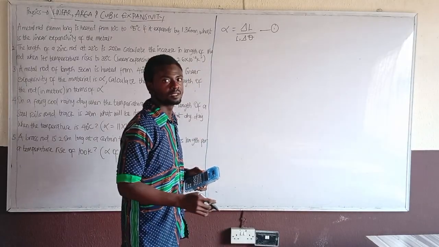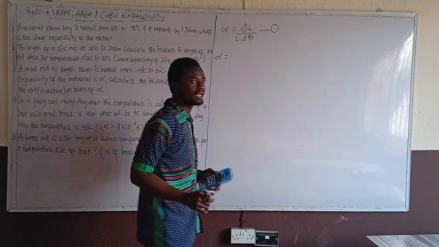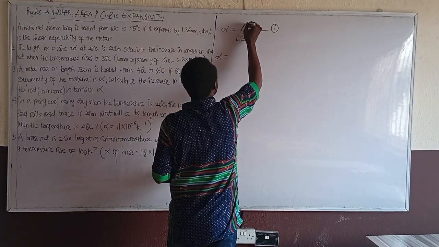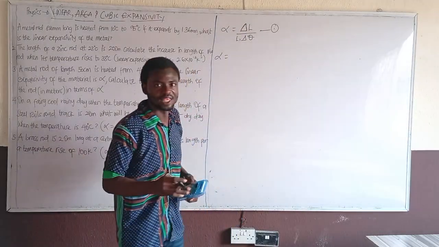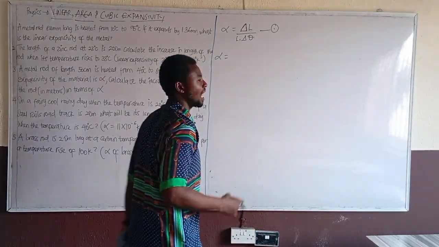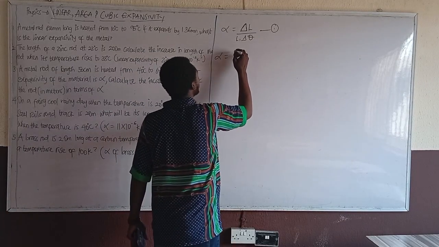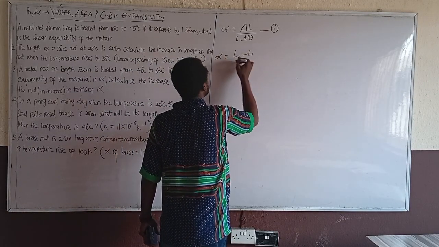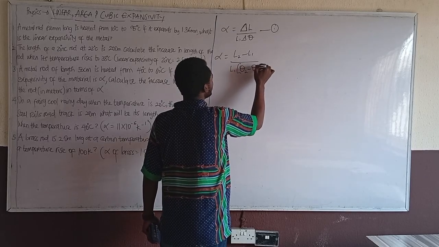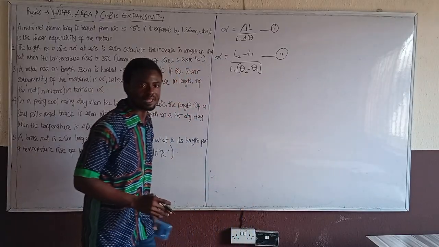I will move again. I will say linear expansivity, change in length or delta. When you see delta in front of a parameter, it means there are two things involved. That is final and what? Initial. And the final carries 2, initial carries 1. Here becomes L2 minus L1 over L1, I have my theta 2 minus theta 1. This is equation 2.